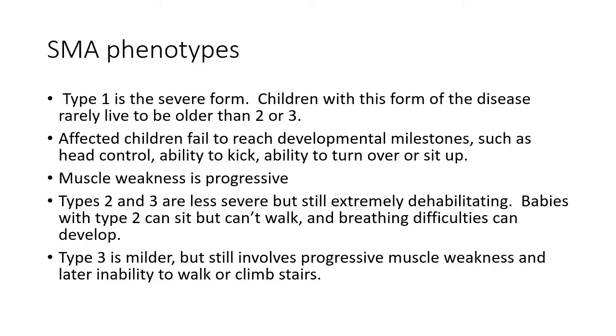Okay, so in terms of types, type 1 is a severe form, and children with this form of disease rarely live to be older than 2 or 3. They never are able to have head control, turn over, sit up, and they ultimately have serious breathing difficulties because the muscle weakness is progressive. Types 2 and 3 are less severe, but still very debilitating. Type 3 is the milder form, but it still involves progressive muscle weakness and later inability to walk or climb stairs.